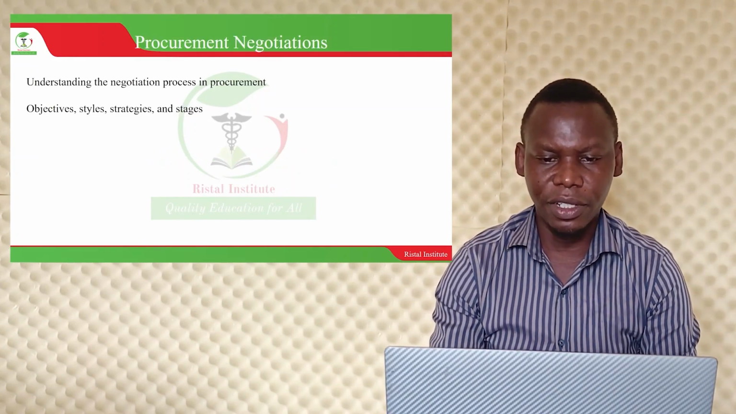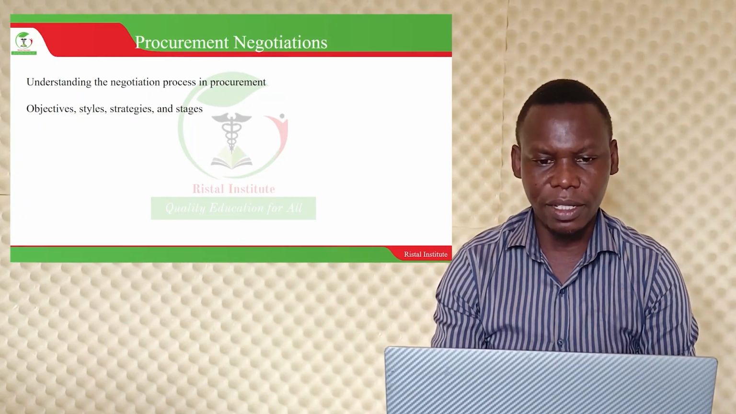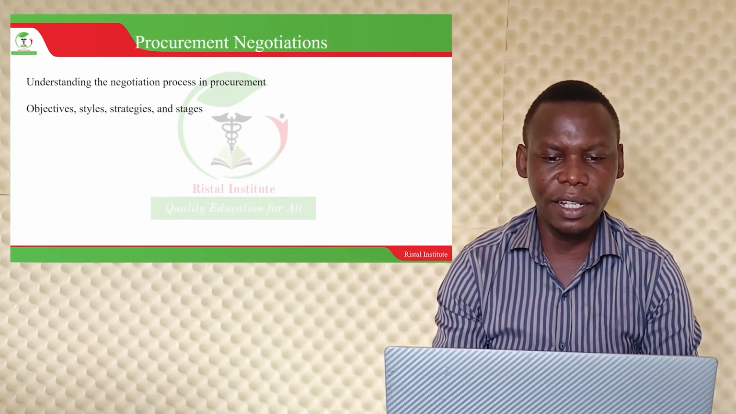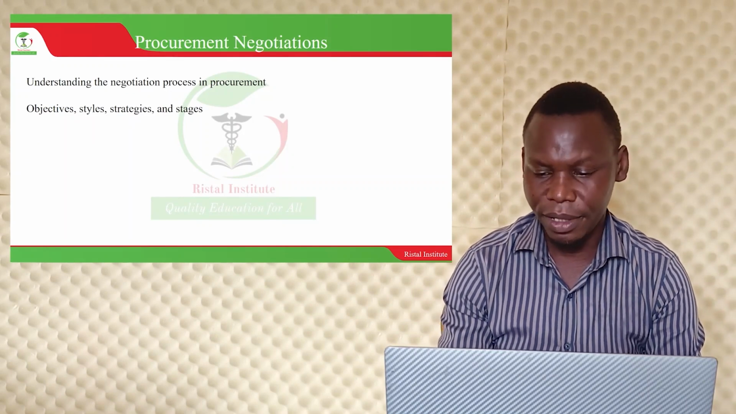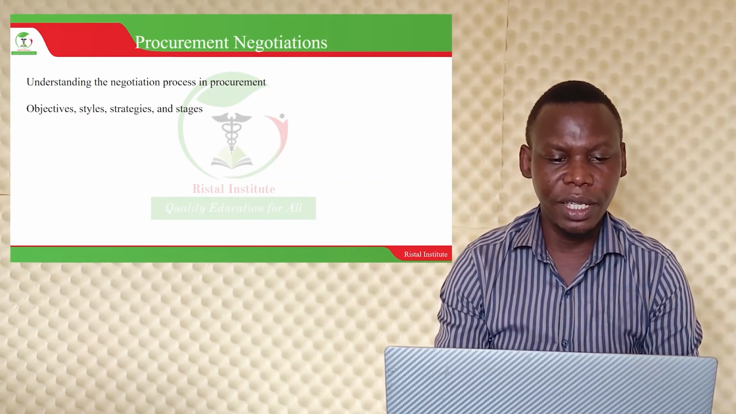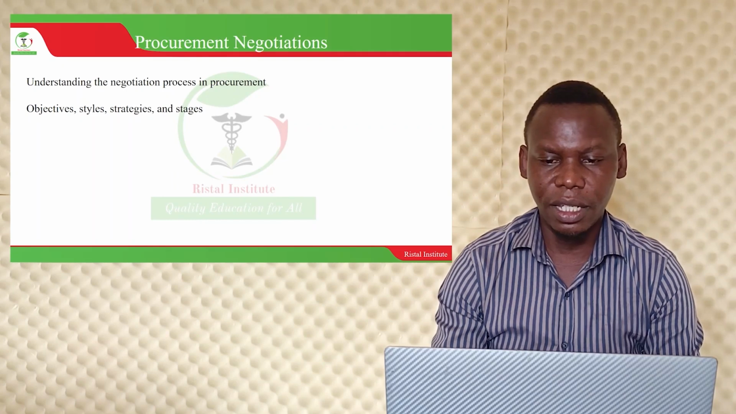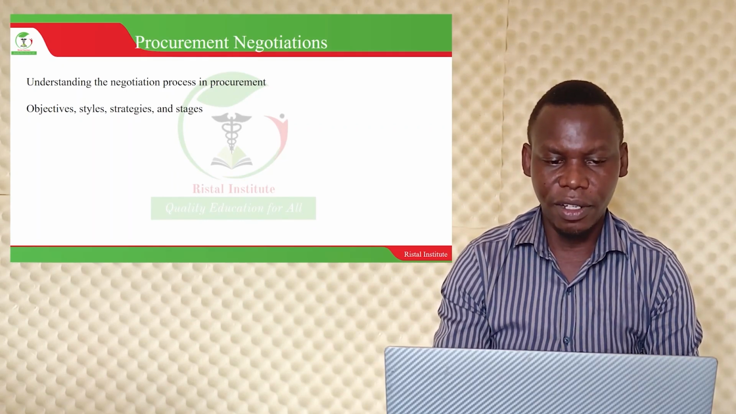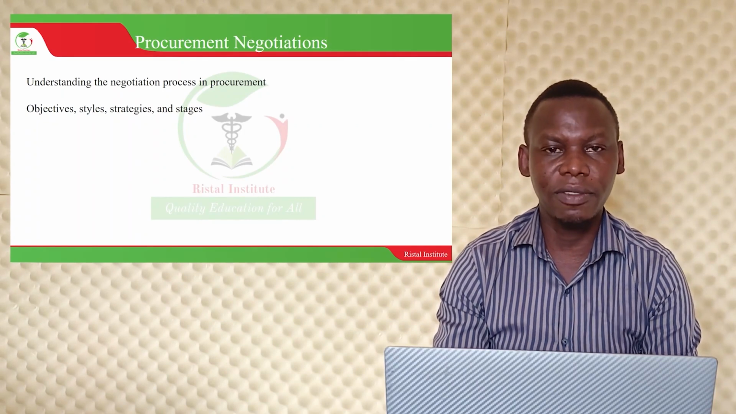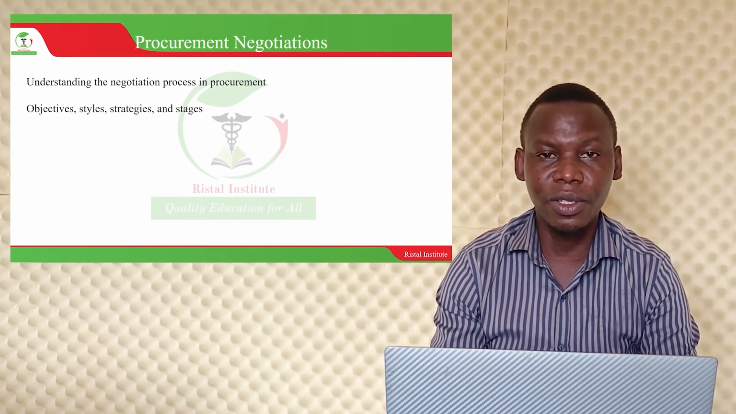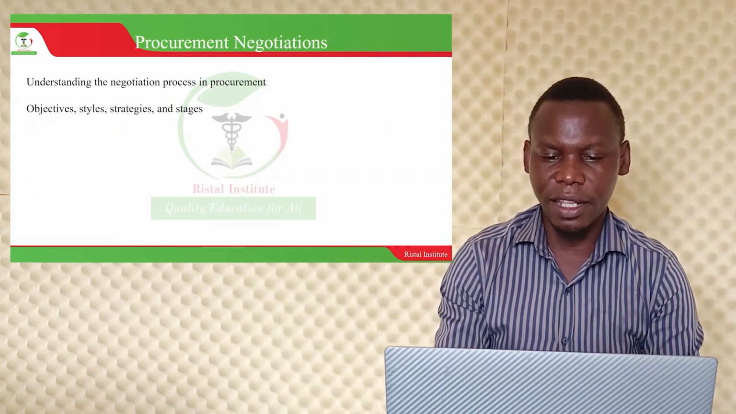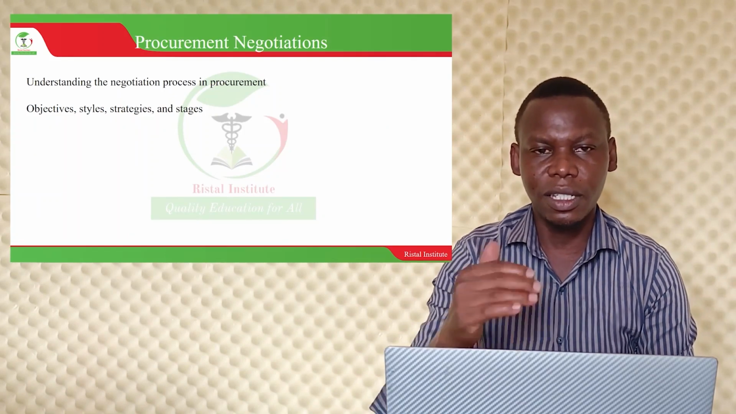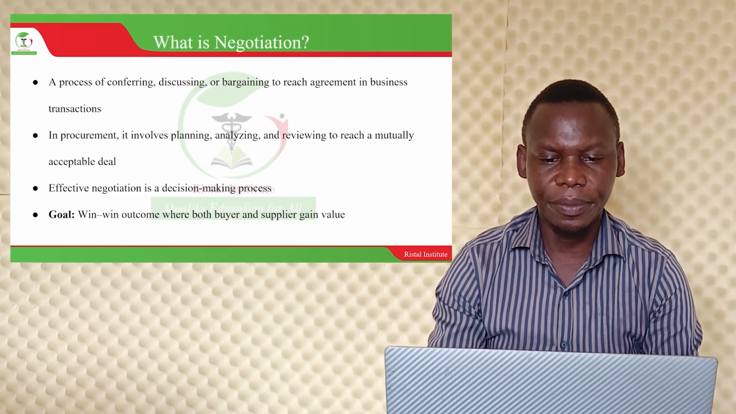Let's define negotiation. In our topic, there's a sub-definition that says understanding the negotiation process in procurement. Objectives would be to determine the style, the strategy, and the stages of the negotiation. Looking at the objectives of the negotiation, the styles to be used, the strategies, and the stages, we shall look at all this one by one.